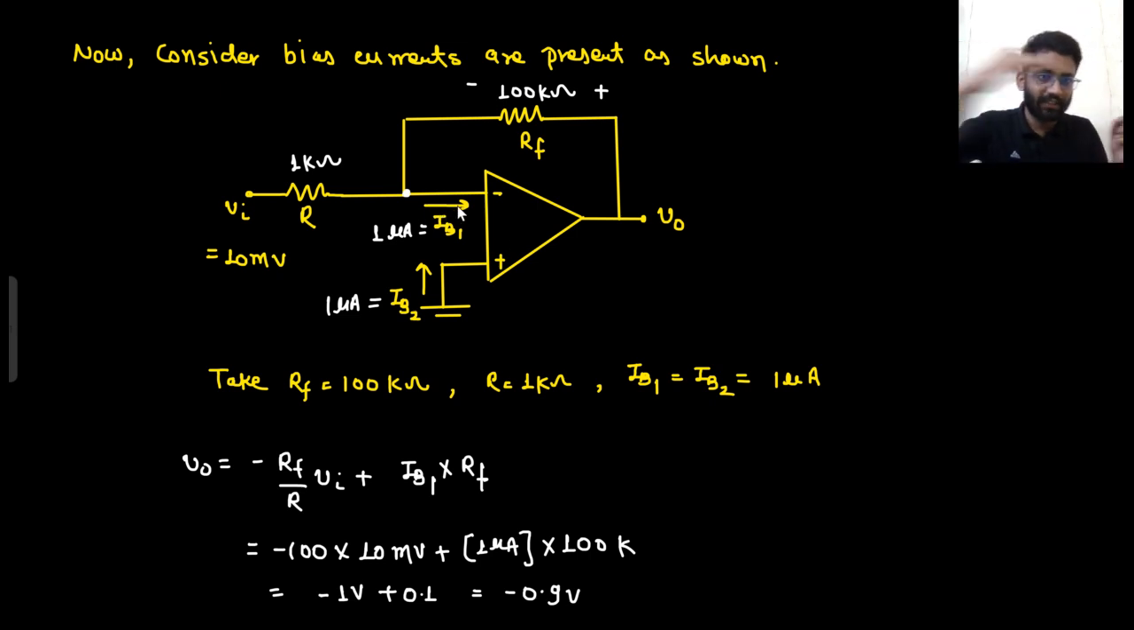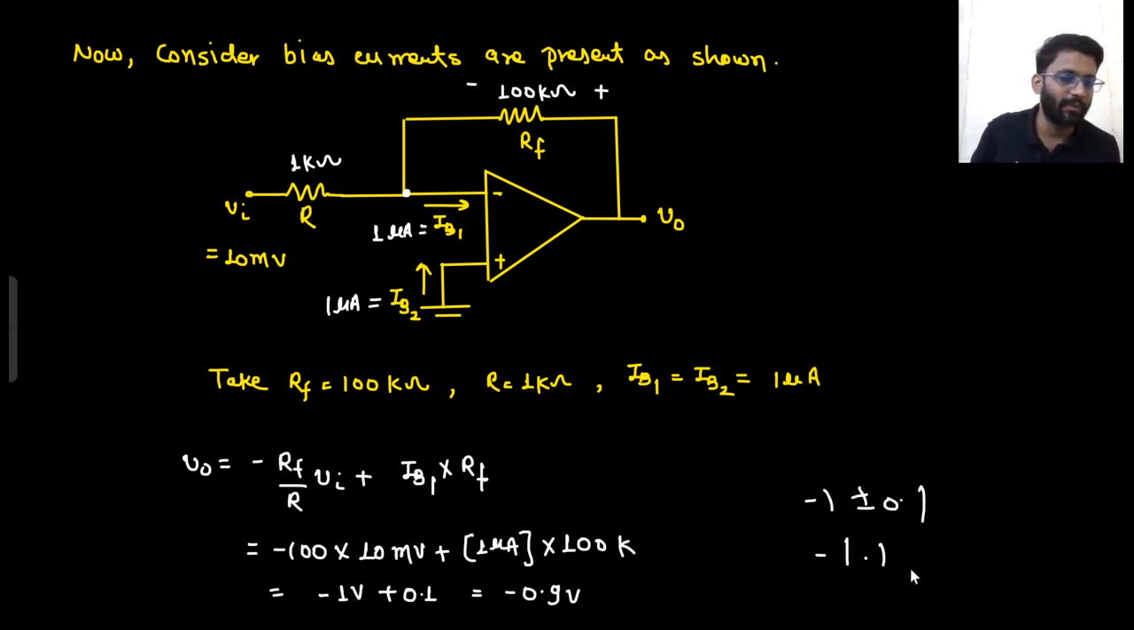Now in this question they have given the direction of IB1, but they can avoid giving the direction as well. They can only say that both of the bias currents are 1 microampere. Now you don't know the direction. If you don't know the direction, your answer will be -1 plus minus 0.1. So at the output, you can receive -1.1 as well or -0.9.